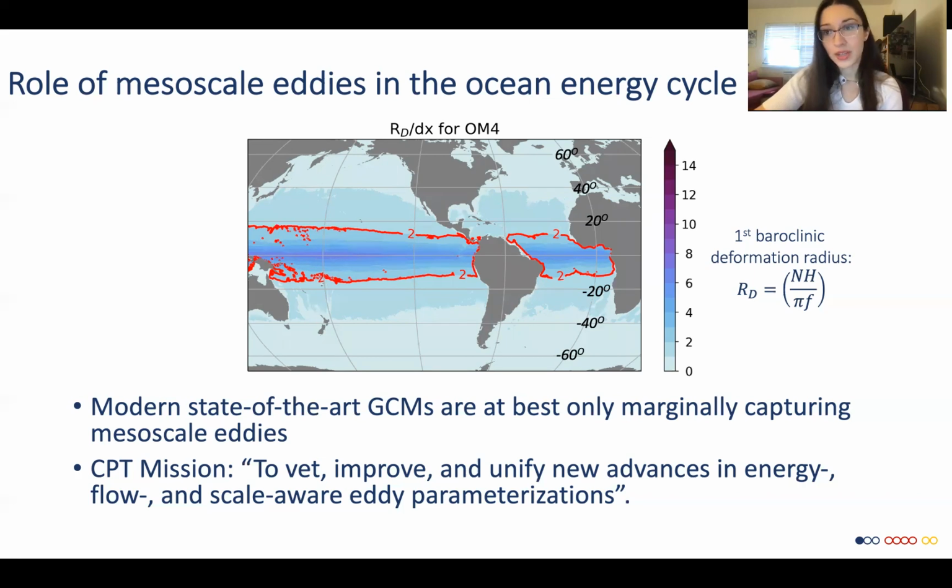You can see that the majority of the domain here is not eddy resolving with the exception of the equatorial region. And this motivates the climate process team mission, which is to vet, improve, and unify new advances in energy, flow, and scale-aware eddy parameterizations, keeping in mind also that for the foreseeable future, our models will not be in the eddy resolving regime, and we have to deal with how to create scale-aware and physically motivated eddy parameterizations.